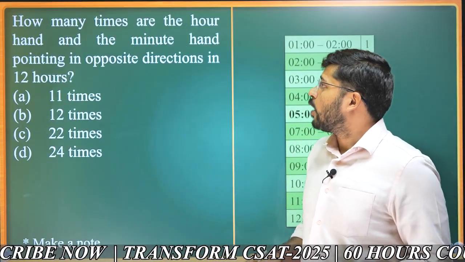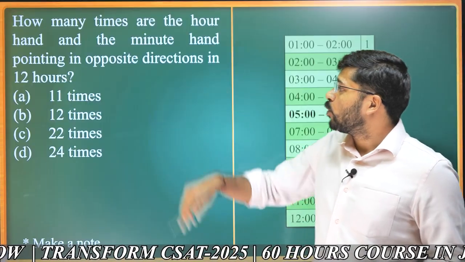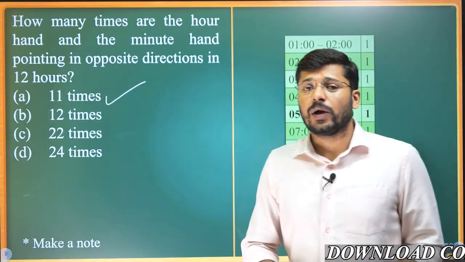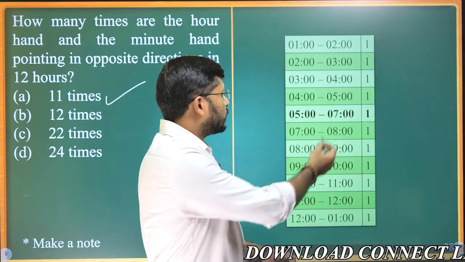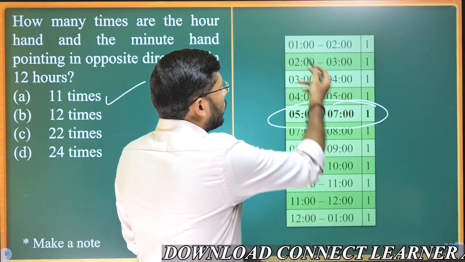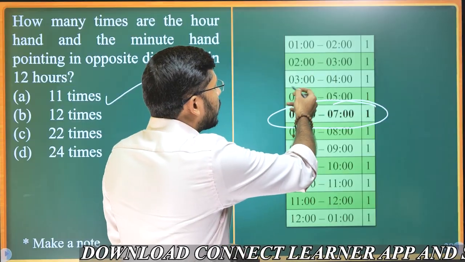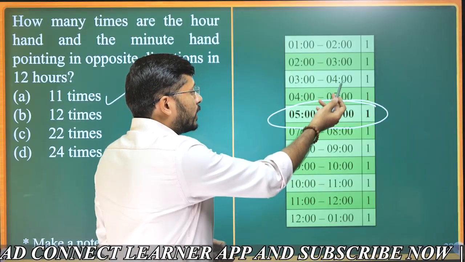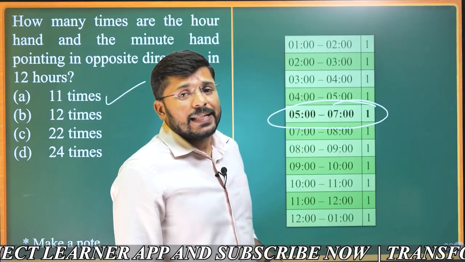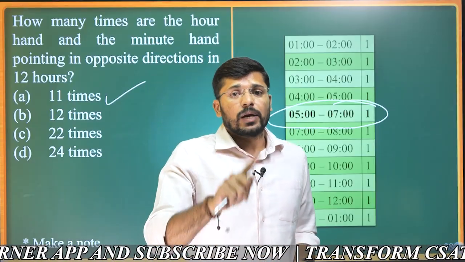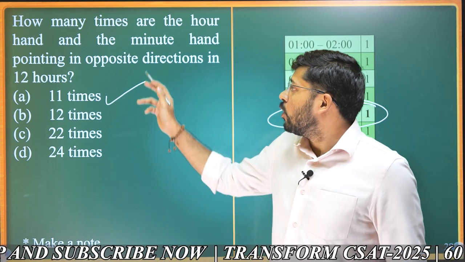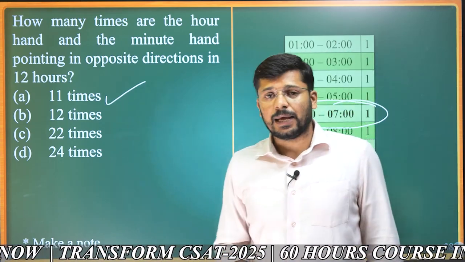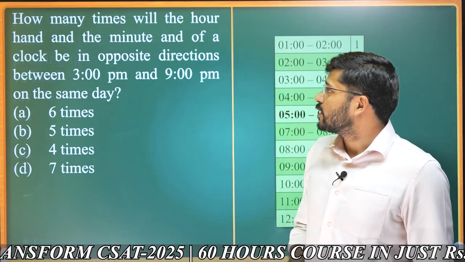How many times are the hour hand and the minute hand pointing in opposite directions in 12 hours? We have answer ready for that. It is 11 times. Why? Because of the exception rule. Even though the general rule says that between every 2 consecutive exact hours, they will be at opposite directions once, from 5 to 7, they will be at opposite directions not 2 times, but only 1 time. So for 12 hours, how many times will they be at opposite directions? The answer is 11 times. Okay. Let us go to the next question.